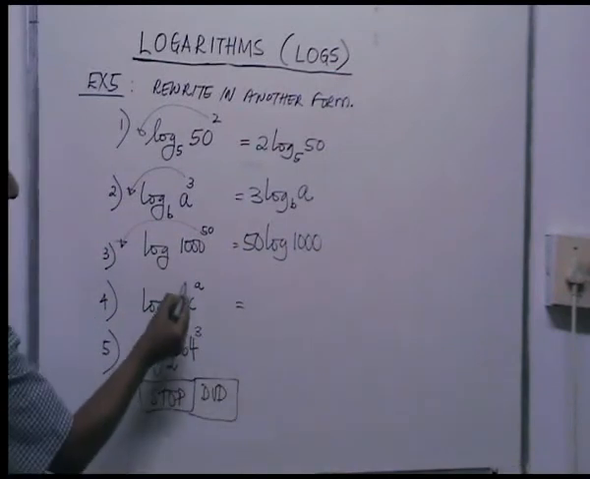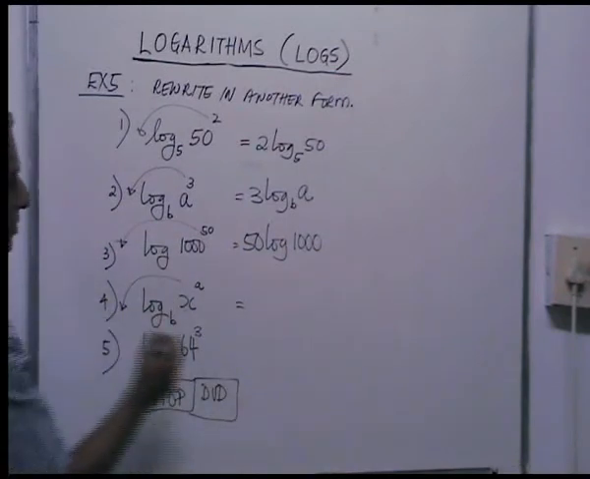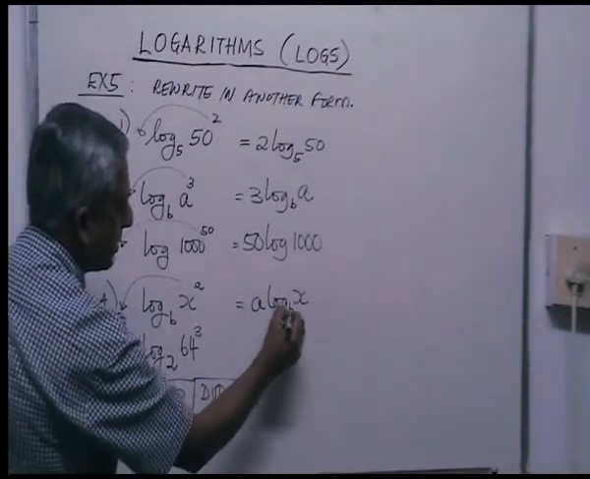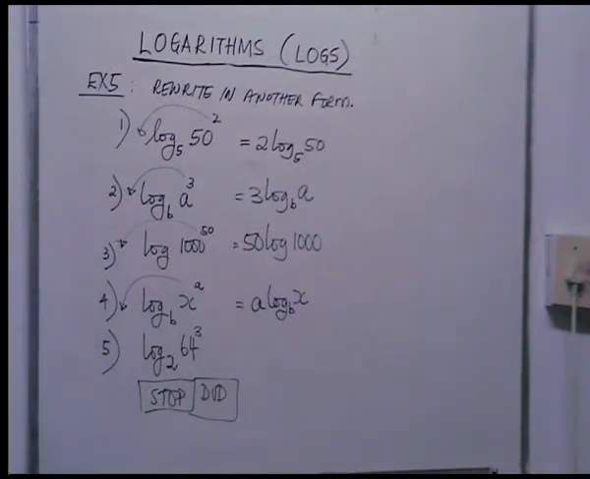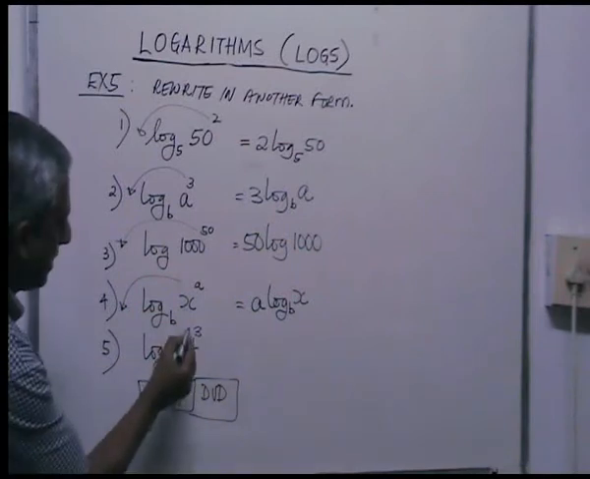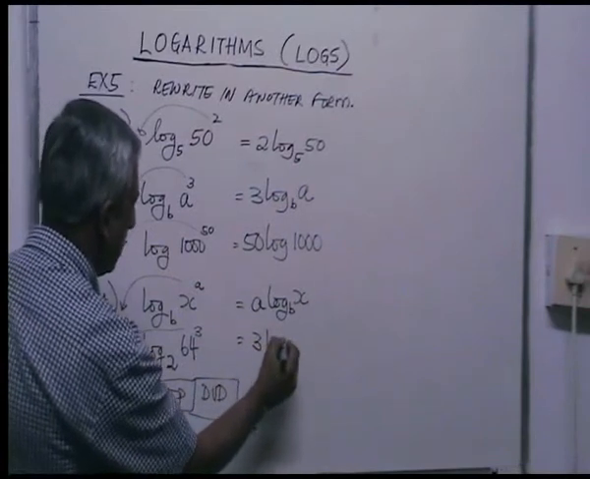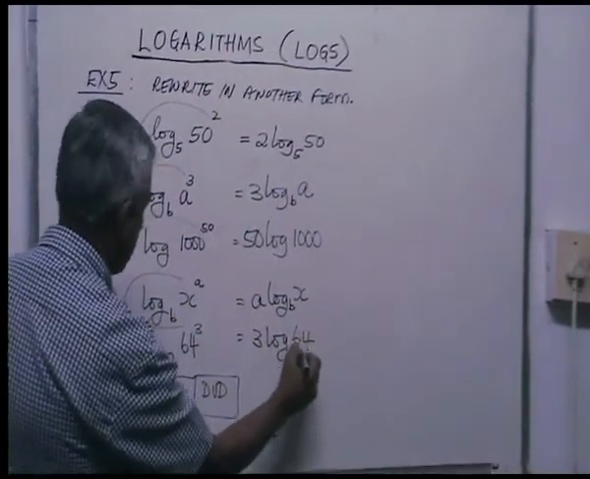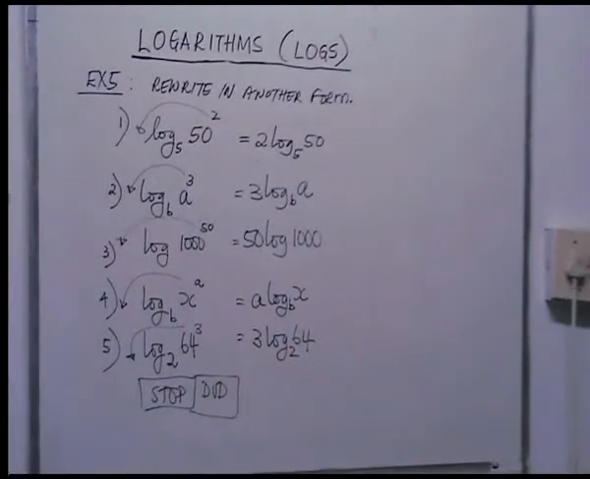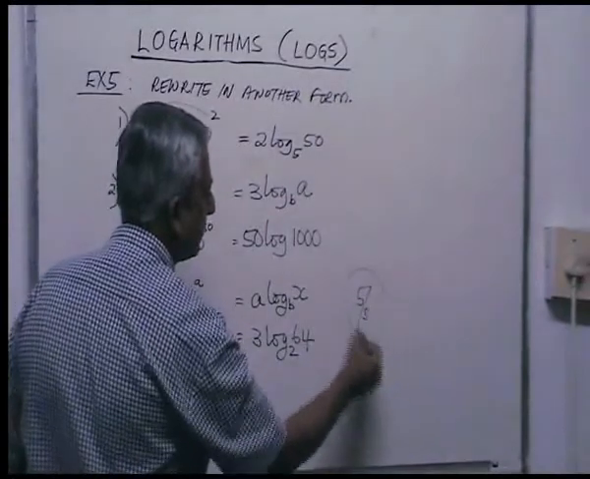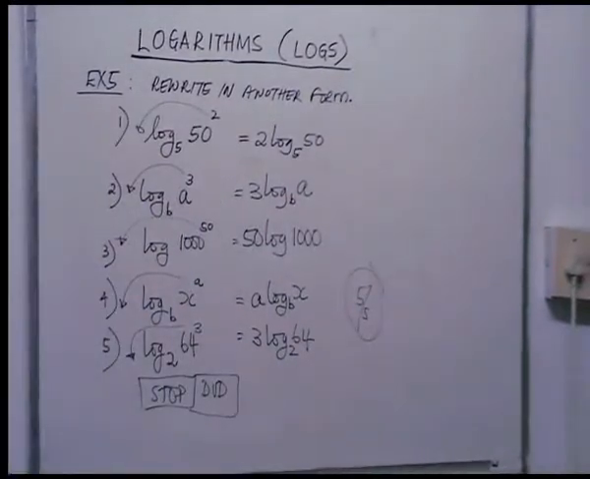Number 4, the a comes to the front. So it will be a log x to the base b. And finally, number 5, the 3 will come to the front. So it will be 3 log 64 to the base 2. Well, you should have got 5 out of 5. Very good. Alright, so that was law number 3.